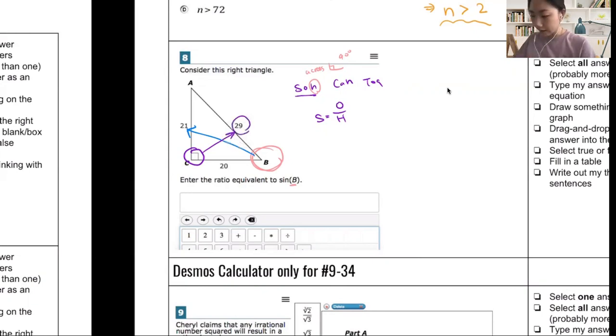So sine B, in this case, will be opposite, which is 21, over hypotenuse, which is 29. We can't simplify this further, so all you have to type in is 21 over 29. That's how you do this question. Please let us know if you have any further questions that we can help clarify.